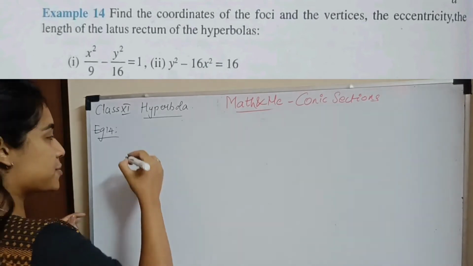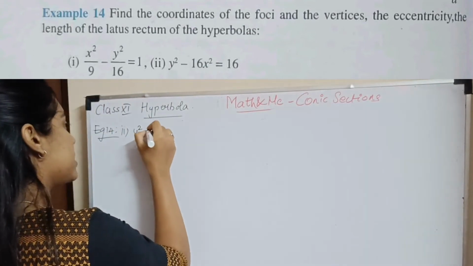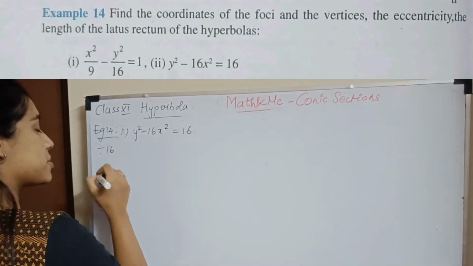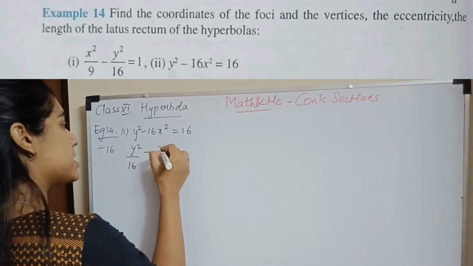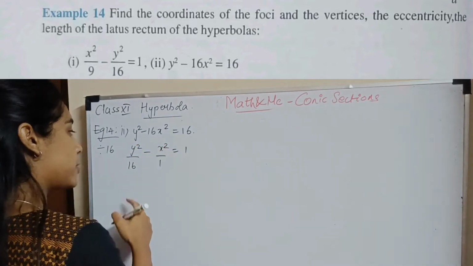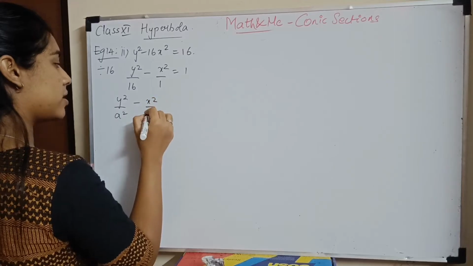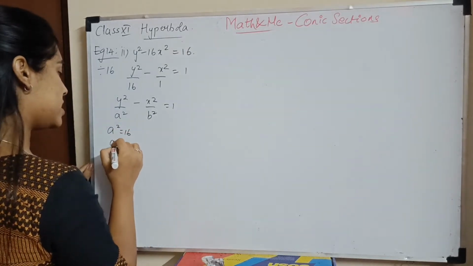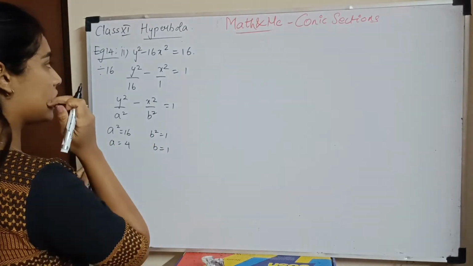I missed the second subsection in example 14, so I'll solve it now. I have y square minus 16x square equals 16. Dividing the whole equation by 16, since I need a 1 here, I have y square divided by 16 minus x square divided by 1 equals 1. This is of the form y square by a square minus x square by b square equals 1. So a square is 16, so a equals 4. b square is 1, so b equals 1.